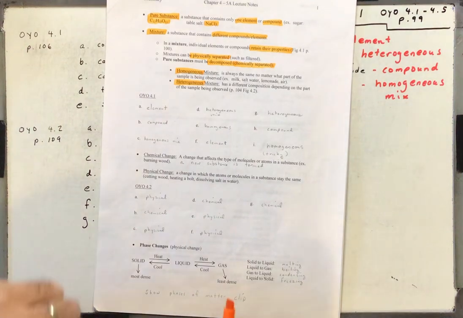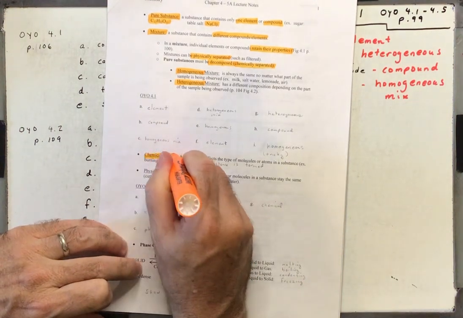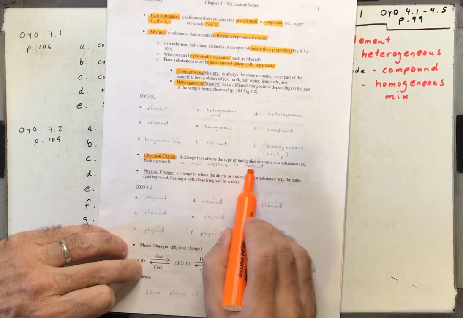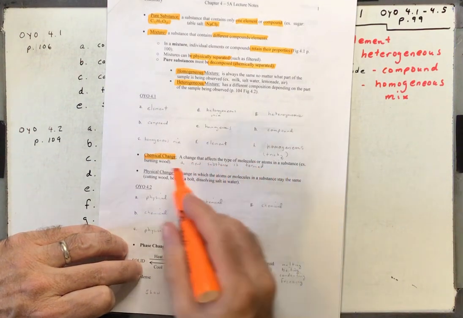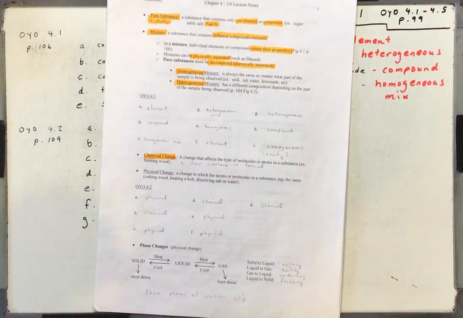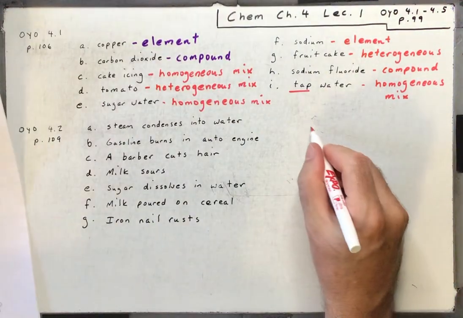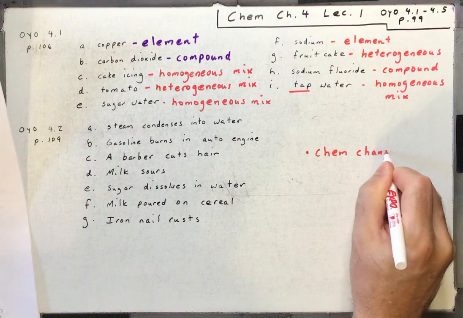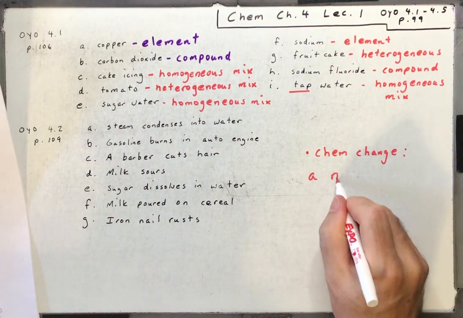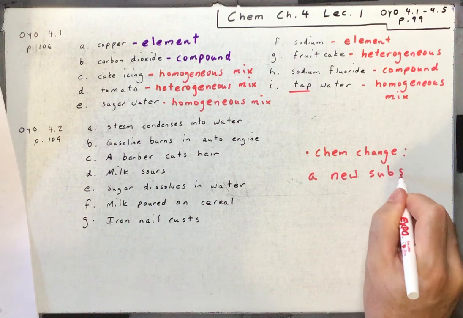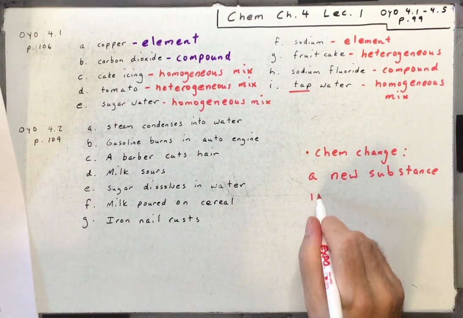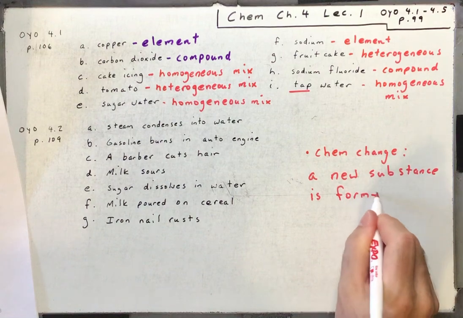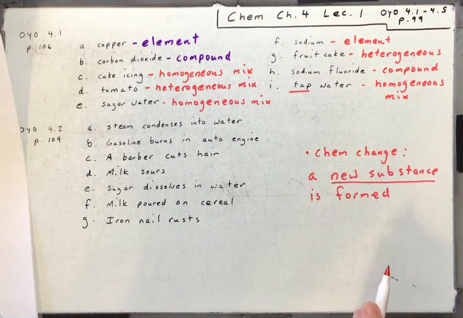We'll talk about a chemical change. So a chemical change is a change that affects the type of molecules or atoms in a substance, such as burning wood. But write this in there, and I don't know if you can see that very well, but with a chemical change, write this underneath in your notes. A new substance is formed. Okay, so write that in.